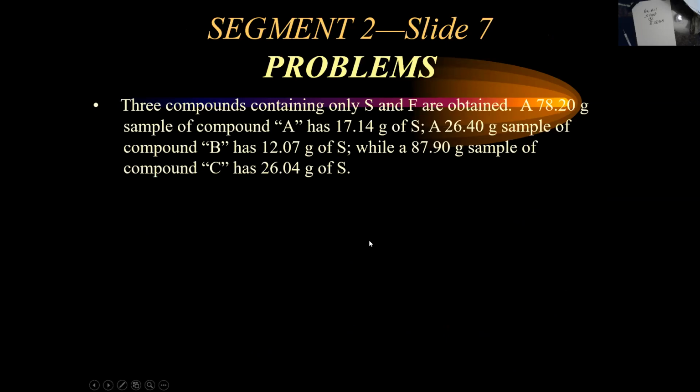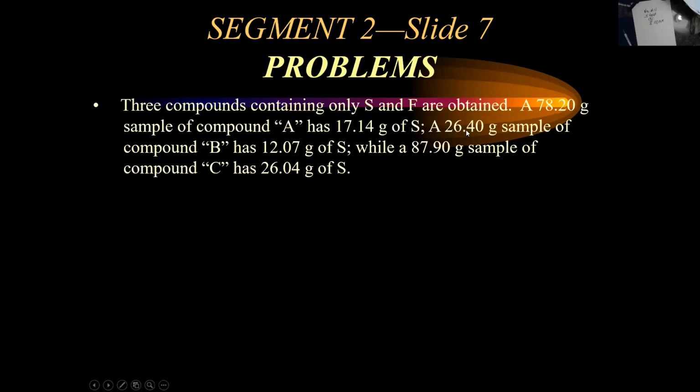Now, let's look at some problems, and we're going to illustrate some of the important laws. Silicon and fluorine can form several compounds, and we've got an example. 3 of them that contain only sulfur and fluorine are obtained. If you had a 78.2 gram sample of compound A and decomposed it, you would get 17.14 grams of sulfur, and the rest of it would be fluorine.